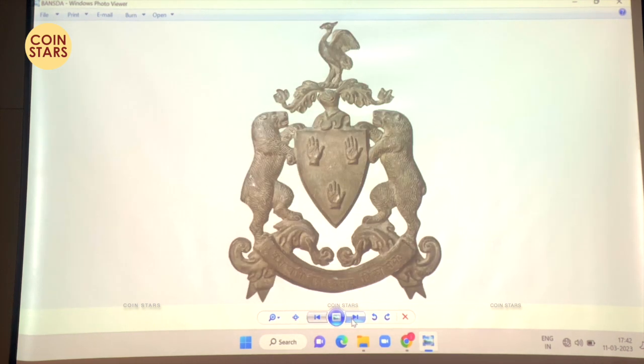Next. ये है वांसदा करके जगह है इन साउथ गुजरात. ये पंजा है यहाँ पे, and 2 bears holding the shield, और ऊपर मोर जैसा पक्षी है. Possibly they had more bears in their jungle. This is all a tribal area. Next.